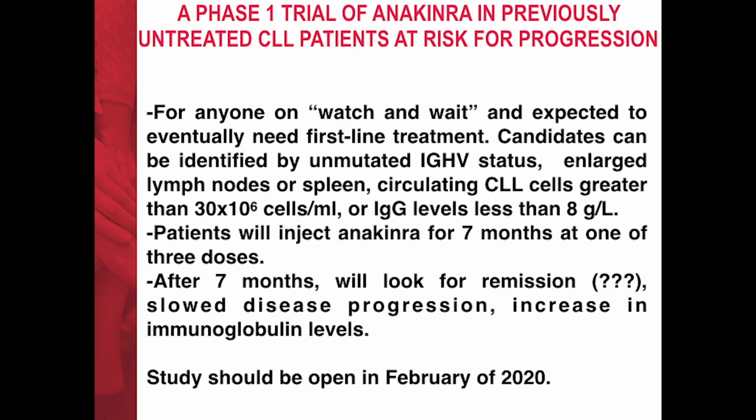We want patients who are just on the watch and wait phase. We can almost guarantee they'll need treatment. Treatment may still be years away, but it's not never. And so these patients can be identified by having the unmutated IGHV status, by having enlarged lymph nodes or spleen, by having a circulating CLL count greater than 30 times 10 to the 6 cells per mL, or whose IgG levels have fallen below 8.